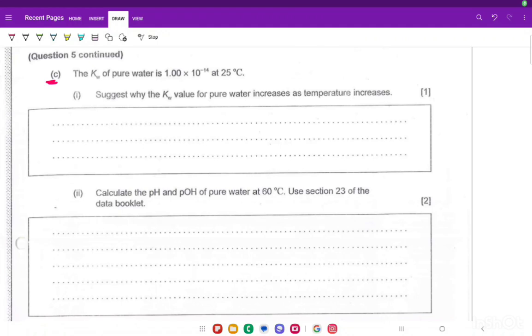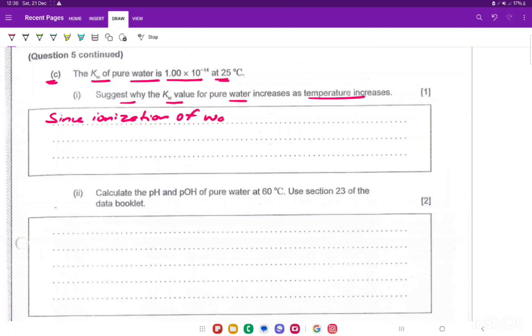Next, part C of question 5 is the Kw, that is the ionization constant of pure water, is 1 into 10 power minus 14 at 25 degrees Celsius. Question is, suggest why the Kw of pure water increases as temperature increases. We know that Kw is the ionization constant of water and it is considered as a weak electrolyte. Since the ionization of water, which is a weak electrolyte, increases with increase in temperature.